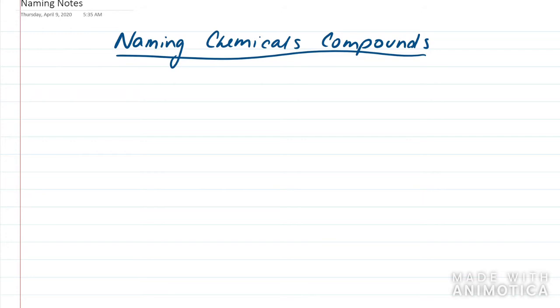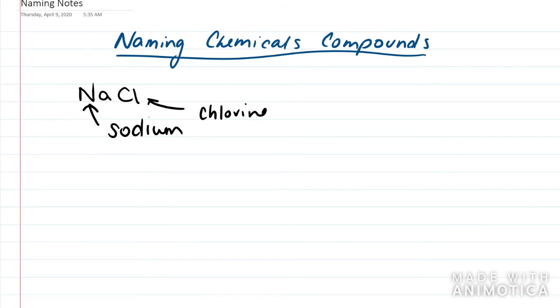So remember, binary just means two. Ionic means that the electrons are given or taken. And so if we're given something like this, all we have to do is look at what elements they are. So Na, if you look at your periodic table, is sodium. If you look at Cl though, that's chlorine. But we don't call it sodium chlorine.